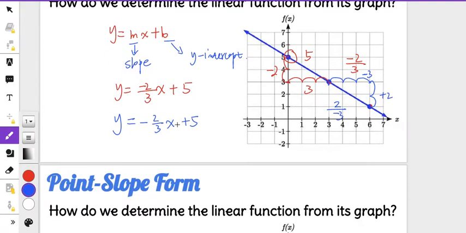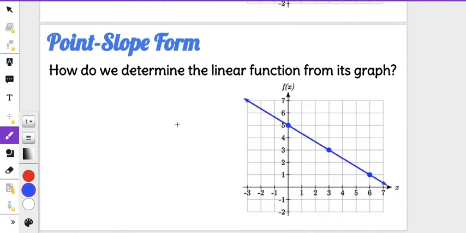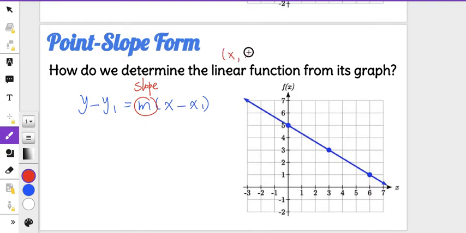Now, let's check point-slope form. Point-slope form has the equation y minus y1 equals m times x minus x1. And again, m here stands for slope. But here, x1 and y1, what do they represent? This represents a point we choose from the line.